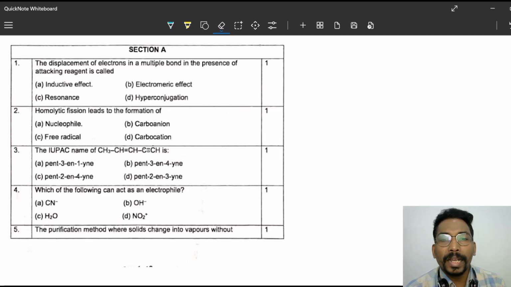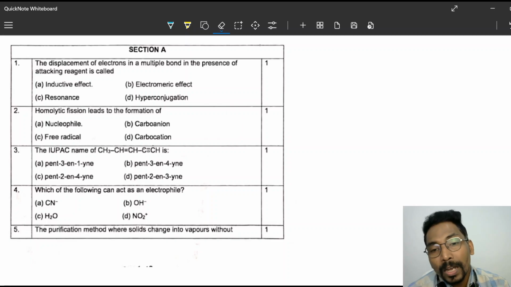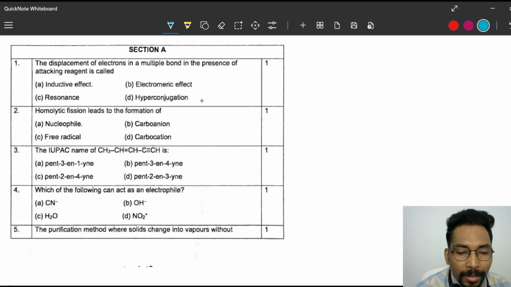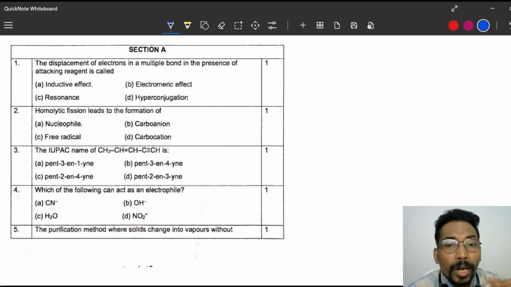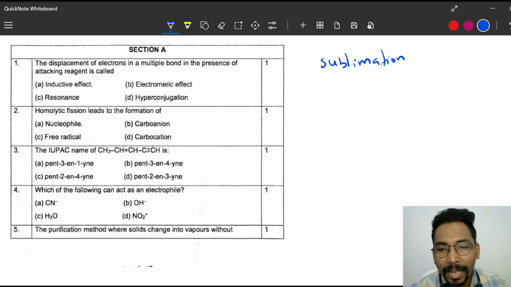So that question was like, I will give you the question. The purification method where solids change into vapors without passing through the liquid state. That was the exact question. I hope all of you know that: the phase transition directly from solid to gas. What is that called? That is sublimation. Sublimation only. I hope all of you know that. That was the answer for this question. Now we can move to the next one.